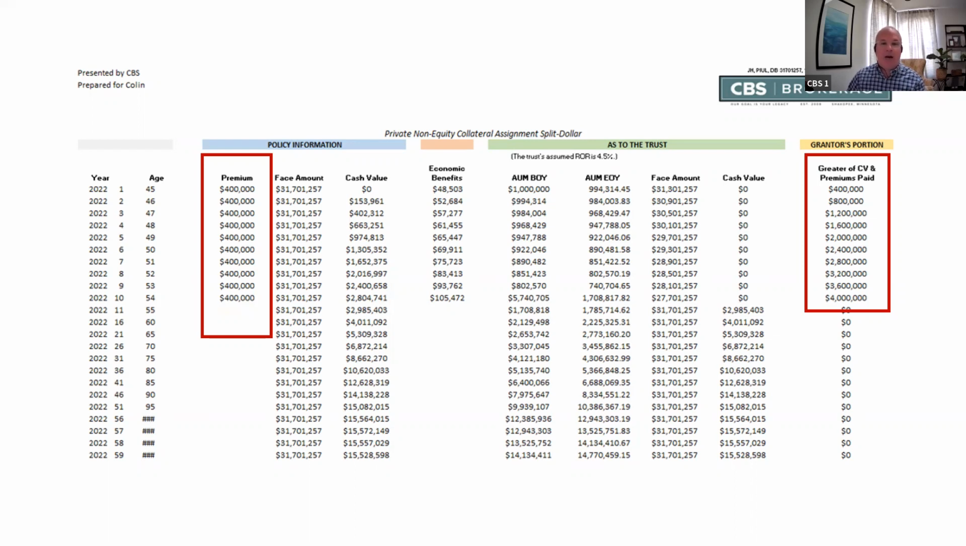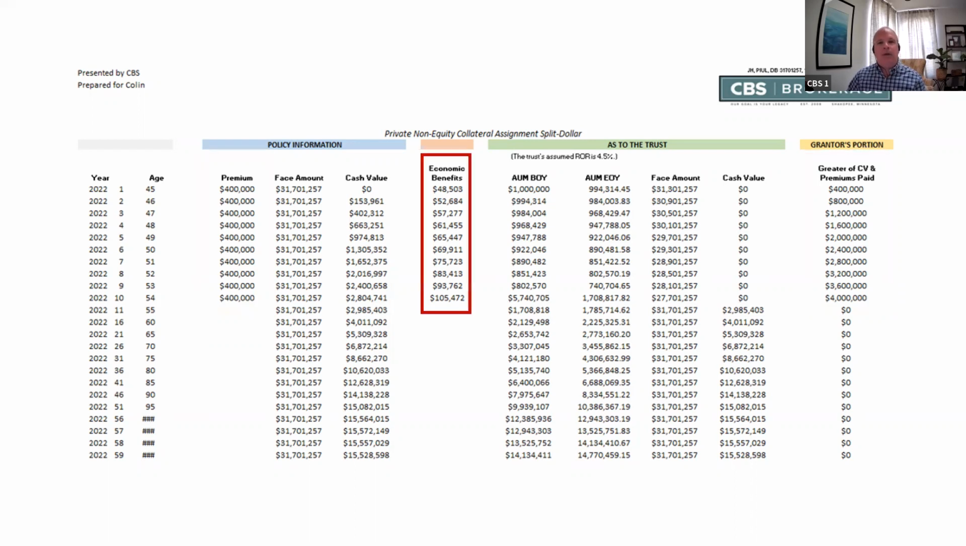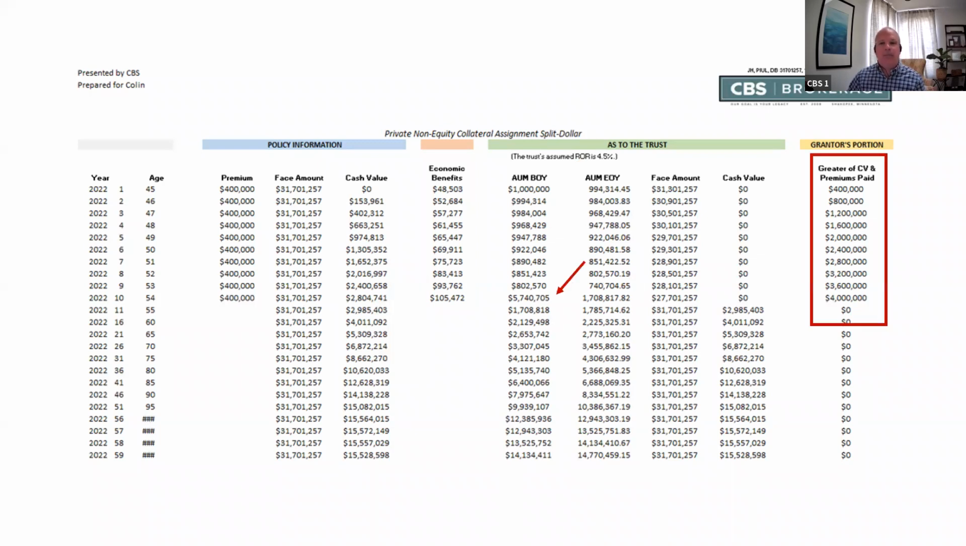So if, God forbid, he died while this transaction was ongoing, the proceeds would be split. His estate would be paid back, and the balance would go into trust. Additionally, he's recognizing and accounting for the economic benefit costs. In this case, the economic benefit costs in year 1 are $48,000. That's what it would cost approximately for 1 year of term for $31 million. They're actually paying that out of the assets that are already managed in that trust. So if he were to, God forbid, pass away, they would receive those proceeds income tax free.